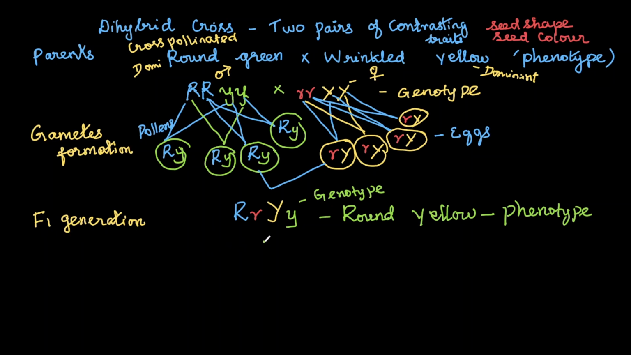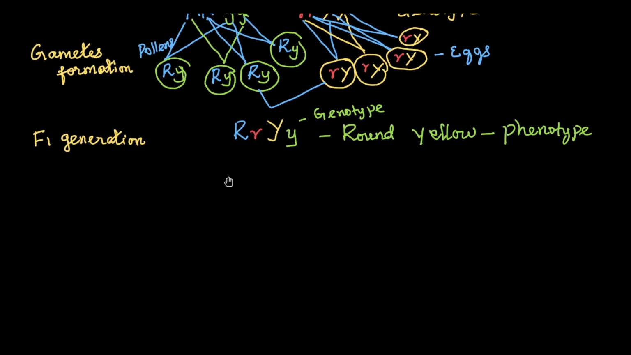Now what he is doing is self-pollinating the F1 generation. When he self-pollinates the F1 generation, he has to cross these two F1 plants. So I am writing capital R, small.